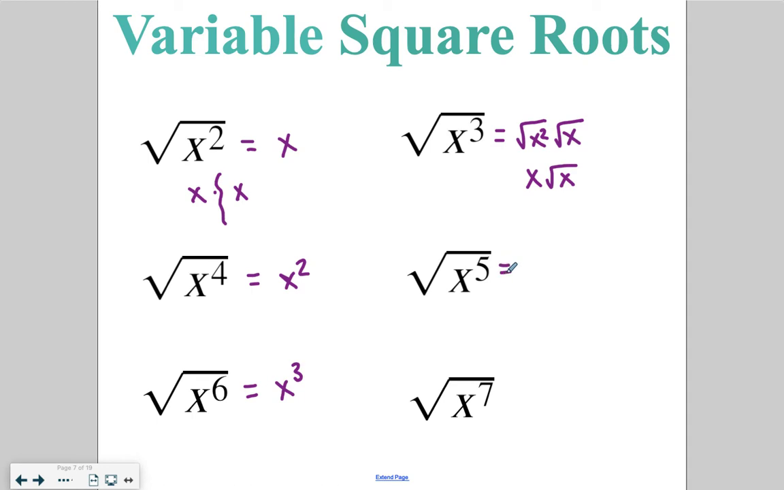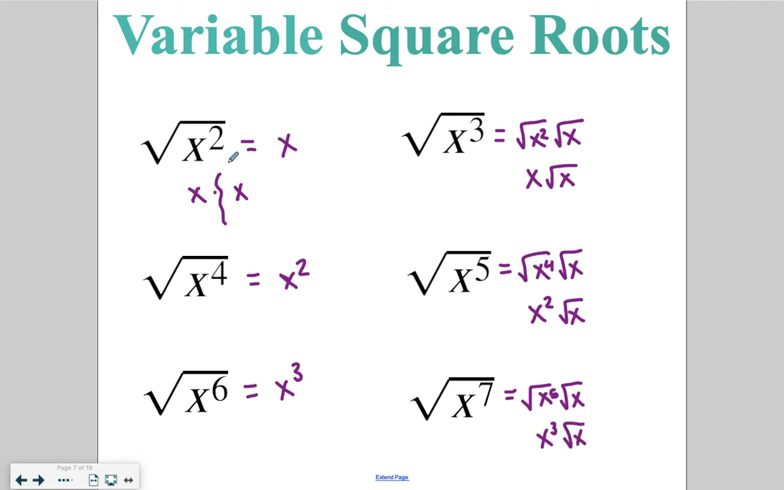Same thing can happen when we come down to x to the 5th. We can split that up into x to the 4th and x. So your job here is to pull out one of the x's so that you have an x by itself, and then that's going to get you down to an even number. So your square root of this one would be x squared times the square root of x. If we come to the 7th, we break it down, we take an x out, so I've got the square root of x to the 6th, and then x. So I get x to the 3rd times the square root of x.